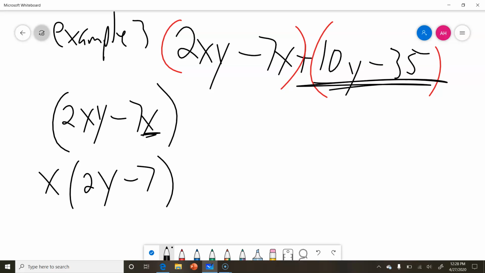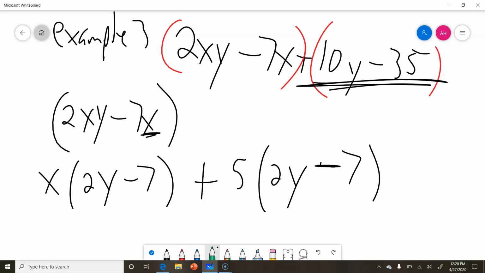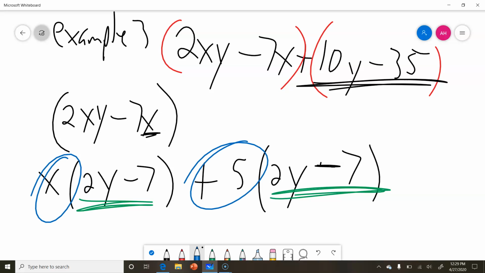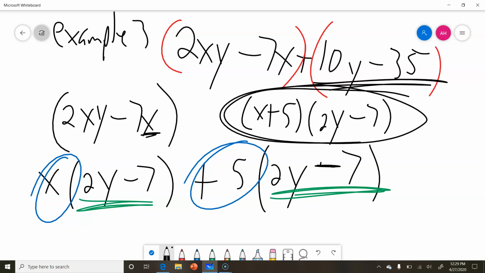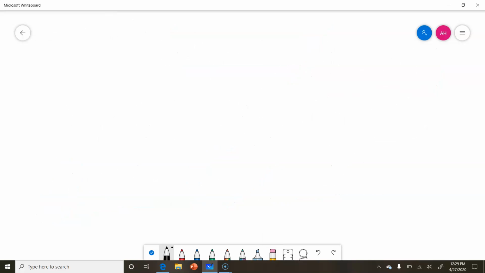Now I come over here to this guy and say, what do those have in common? They have a 5 in common. So I pull out the 5, and I get 2y minus 7. Now again, this is our other lesson. We take what's in the parentheses together and write them as a combined answer, and take what's outside of the parentheses and put them together for our final answer of x plus 5 times 2y minus 7. And that right there is how we solve by grouping. So very similar to how we solved by grouping before. It's the same exact concept.